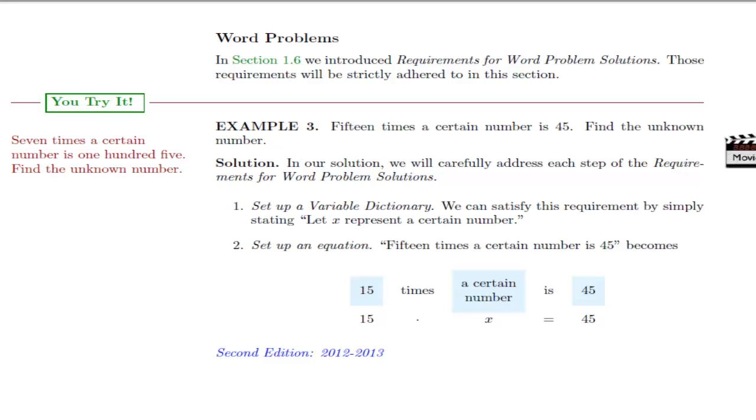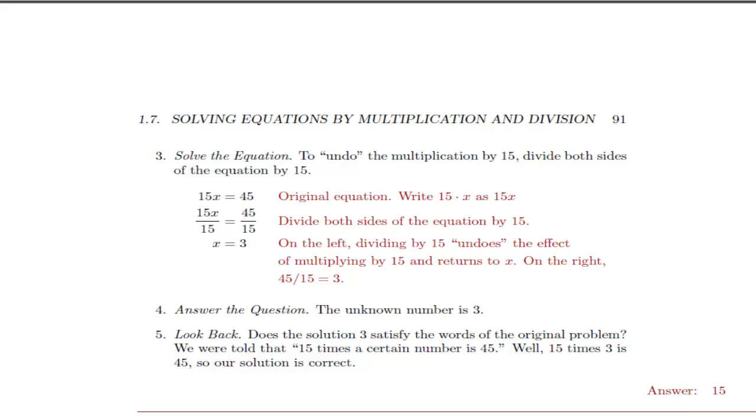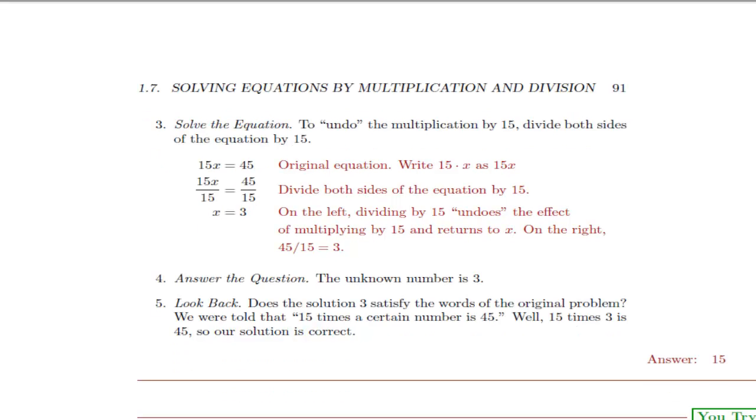Set up an equation. 15 times a certain number is 45 becomes 15 times x, the certain number, is equal to 45. In step 3, we'll solve this equation. To undo the multiplication by 15, we'll divide both sides of the equation by 15.